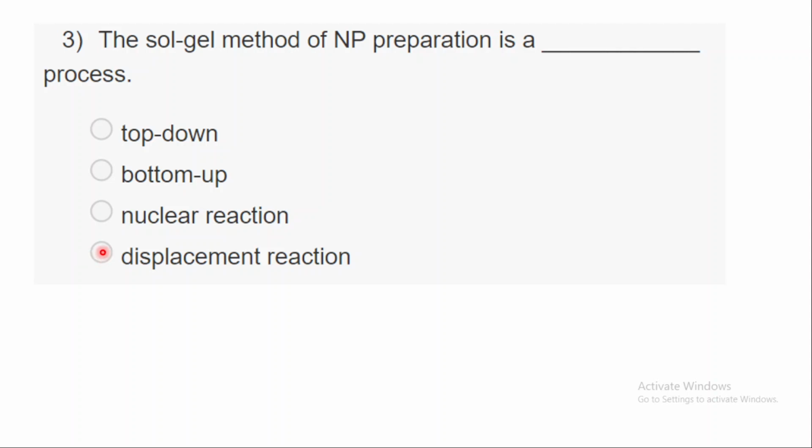Come on, students, I want you to answer this question. I encourage everyone to participate in this discussion so that you benefit the most out of it. You can just type the answer in the chat box. What do you think is the correct answer? Sol-gel method of nanoparticle preparation is a dash process. Is it a top down process? Is it a bottom up process? Is it a nuclear reaction process or a displacement reaction process?